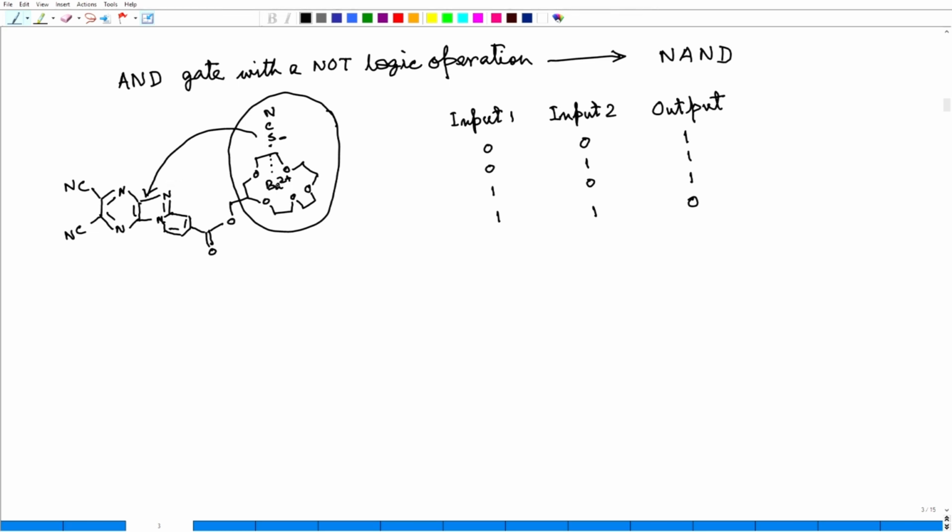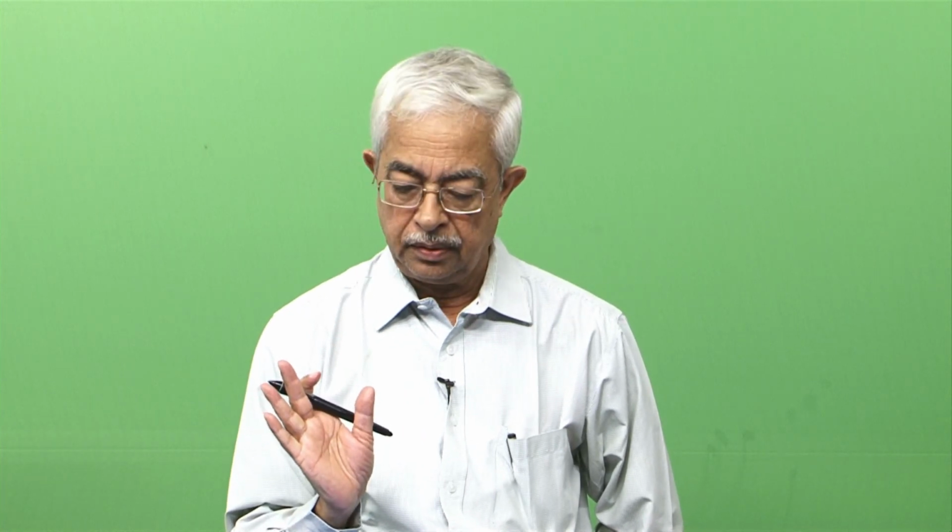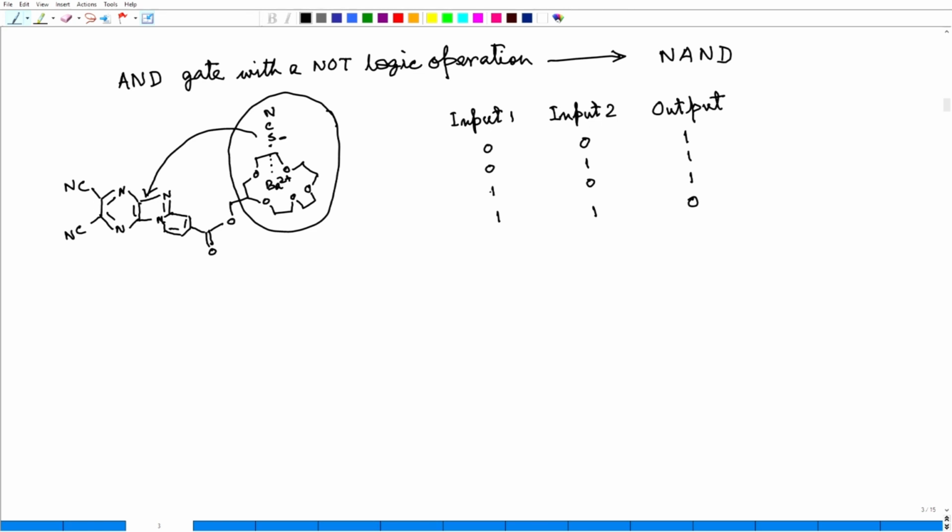So, one is your input 1, which is barium. When input 1 is barium, it is above here, but nothing happens, no PET, because this and this are way apart. So, no PET, and not only that, barium is 2 plus. So, there is no PET possible. Therefore, input is 0, input is 1, and input 2 is 0. Input 2 means thiocyanate.